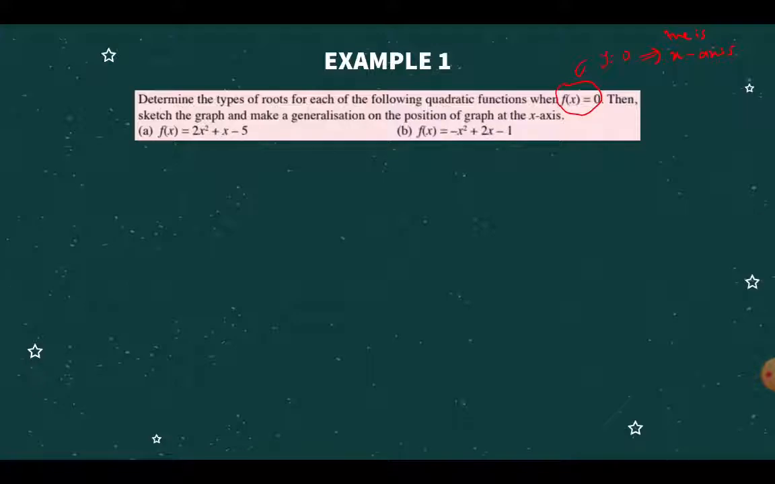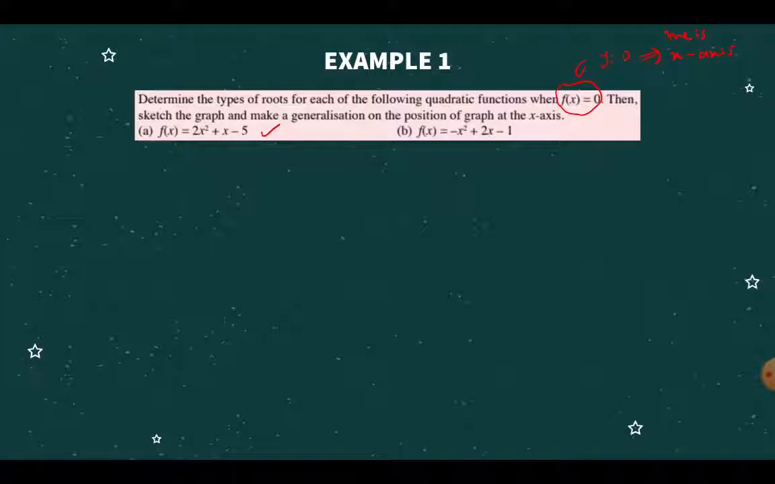Okay, so this kind of question asks what will happen when this function intersects the x-axis. Intersect means f(x) equals 0. What will happen? It asks us the type of root. So what kind of roots do we have? And then sketch the graph.